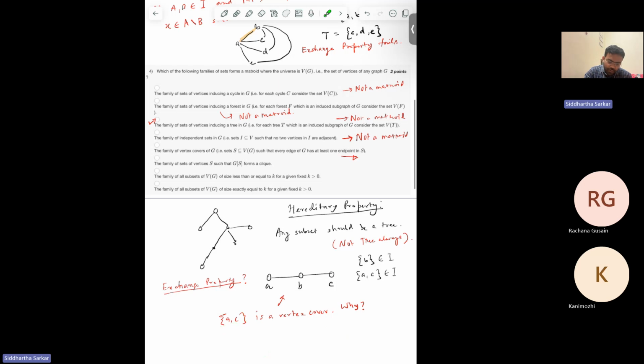So therefore, the hereditary property itself is not true. So we don't have to check anything else. We can right away conclude that this family is not a matroid. Is that all right? Are there any doubts on why this is not a matroid?